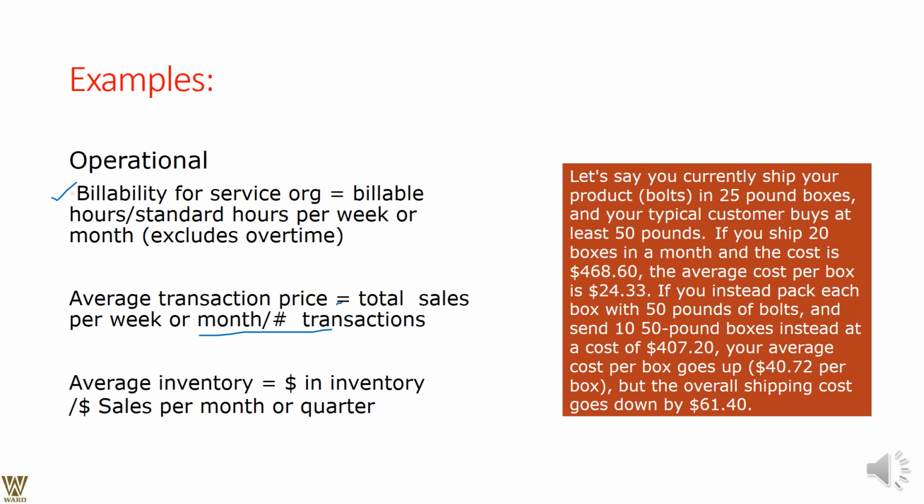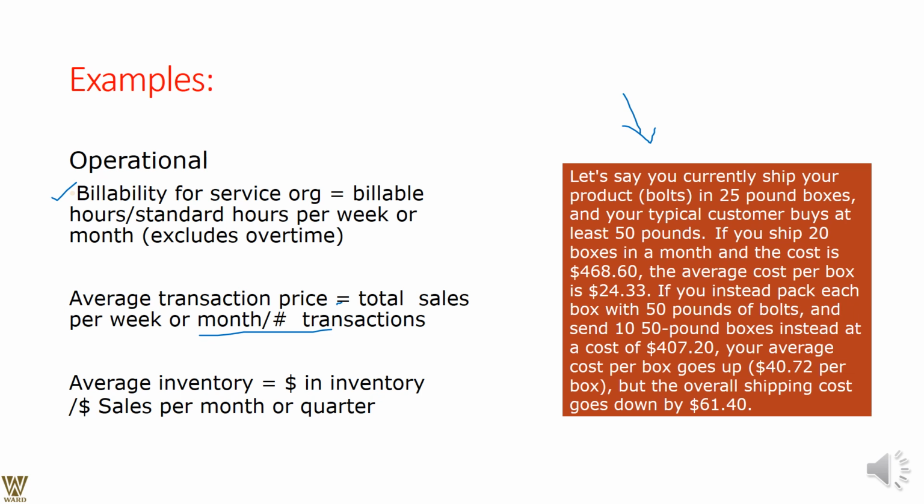We need to understand what my average transaction price is. That's the total sales per week or month divided by the number of transactions. So if the total sales is $100 and the number of transactions is 10, the average transaction price would be somewhere around $10 only, right? So this is what we are talking about. Then the average inventory, which is equal to inventory in dollars divided by the sales per month or a quarter, in terms of dollars. Let's say you're currently shipping around 25 pounds per box.